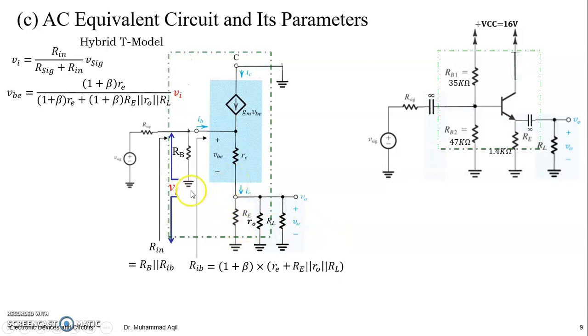So it means part of Vi will be appearing here and part of Vi will be appearing here. So the part of Vi appearing here will be the VBE. So we can write VBE is equal to (1 plus beta) times RE divided by (1 plus beta) times RE plus (1 plus beta) times the parallel of this, right? And we can also take 1 plus beta common and cancel it out to have a simplified formula, right?